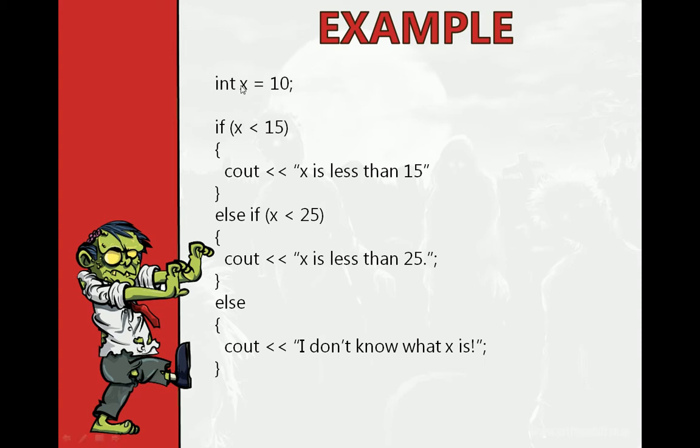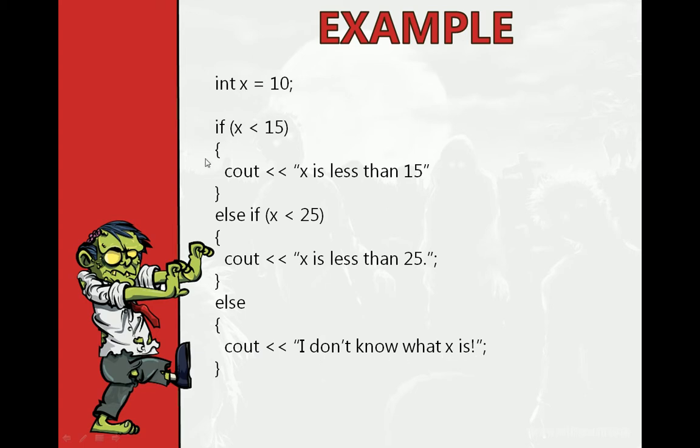I have an integer x that I've set equal to 10. If x is less than 15, we're going to cout that x is less than 15. Else if x is less than 25, then it's going to cout x is less than 25. If neither one of these conditions is true, then the else block is going to fire off and output to the screen, I don't know what x is.